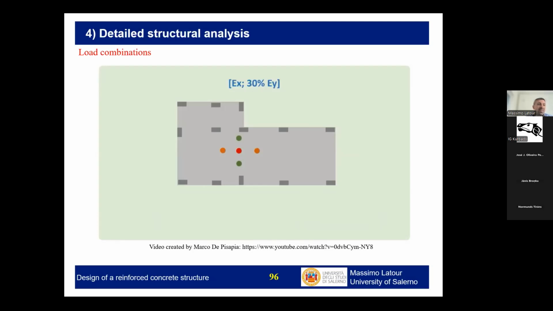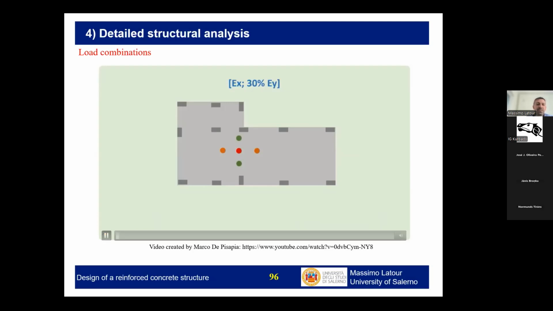And also the stiffness is not exactly symmetrical, even if it is symmetrical, because there are uncertainties in the material and in the execution. So normally we will have to consider that there is an eccentricity, accidental eccentricity between the center of stiffness and the center of mass. This, even if the building is symmetrical, will lead to some eccentricity.